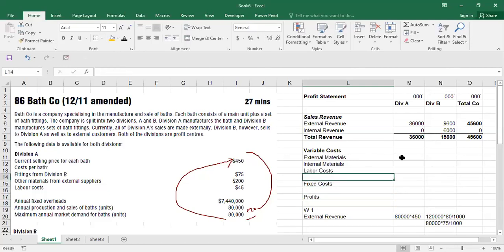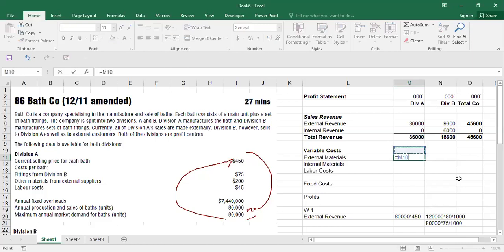So external materials are how much? Now you are talking about division A. Please remember, division A is buying from outside. What are they buying from outside? If I see here, what are they producing? They are producing 80,000 units. So their total production is 80,000 units, and they buy some material from outside which says other materials from external supplier $200. So 80,000 multiplied by 200, I would divide it by 1,000. This is what they are buying from outside.